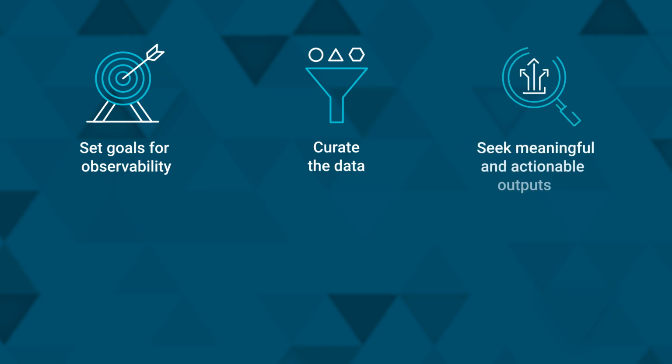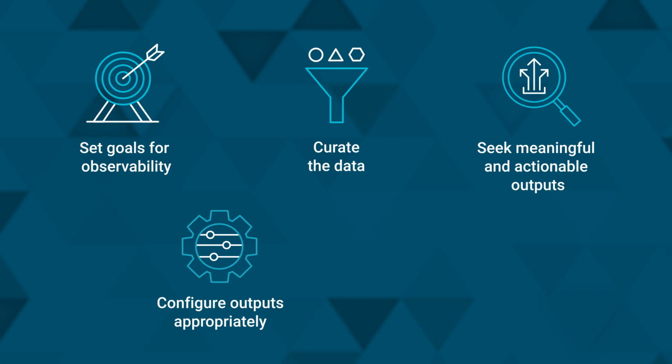Third, seek meaningful and actionable outputs. Details are easily lost in the noise of daily business, so look for meaningful data to produce actionable outputs. Fourth, configure outputs appropriately. Configure reporting, alerting, and dashboards so they provide meaningful and actionable outputs. For example, rather than setting static alerting thresholds, configure time parameters that might forego an alert if the parameter returns to normal within a given time, which can cut down on noise.